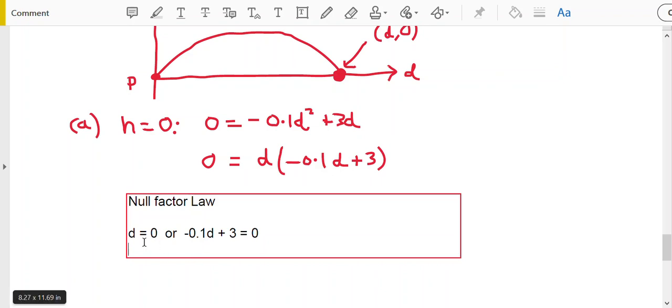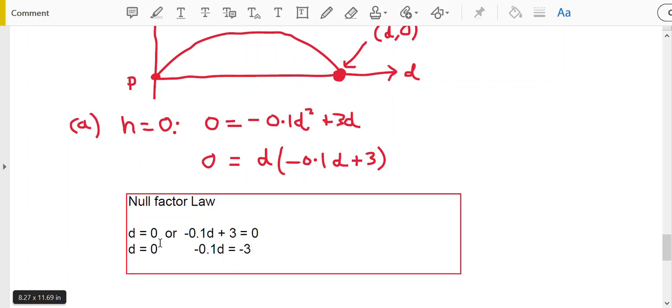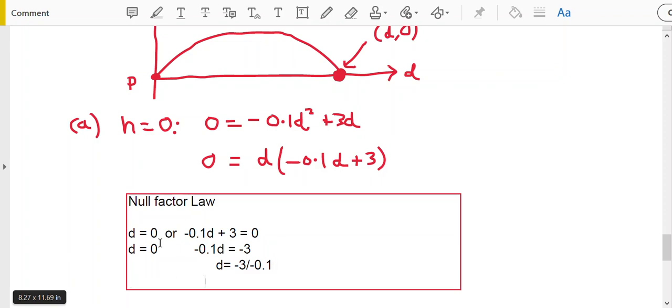So the one on the left is already solved for us. It says d equals 0. Can't do anything with that. But we can solve the second equation. So that's a linear equation. I can subtract 3 from both sides, which gives me negative 0.1d equals minus 3. And I can divide both sides by negative 0.1. So it's negative 3 divided by negative 0.1. So negative divided by a negative is positive, and 3 divided by 0.1, if we did that on a calculator, would give us 30.